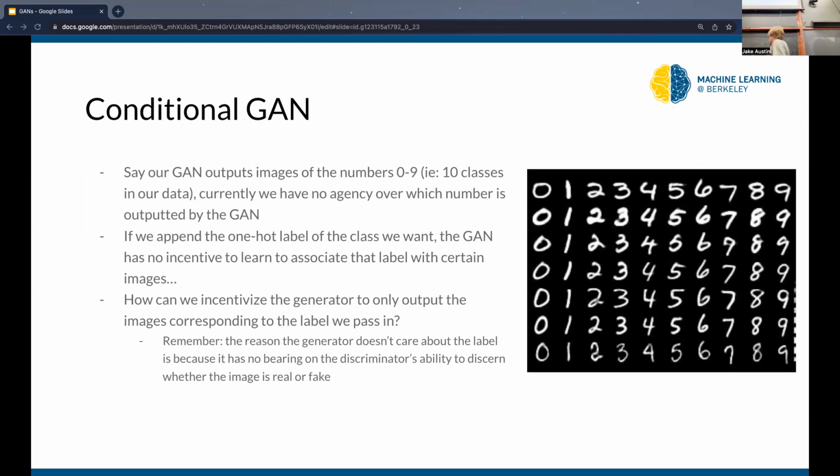Basically, the idea is appending to our vector of random noise. We're going to append on a one-hot vector corresponding to that class. So if we want it to generate a 9, we're going to append on all zeros until the very last digit where we're going to append on a 1. So the question is, how do we actually make sure that the generator is incentivized to use this feature? Because right now it has absolutely no incentive to use this information of us telling the generator, we wanted you to generate a 9 here. It has absolutely no incentive.